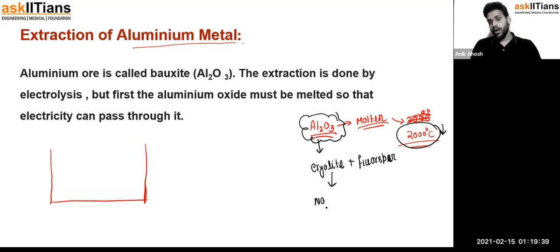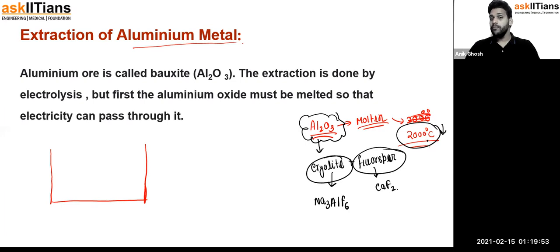The formula of cryolite is Na3AlF6 and the formula of fluorspar is CaF2. Now what happens is it would take the temperature down from 2000 degrees down to 900 degrees. So now you can see attaining 900 degrees is simple, is easier.